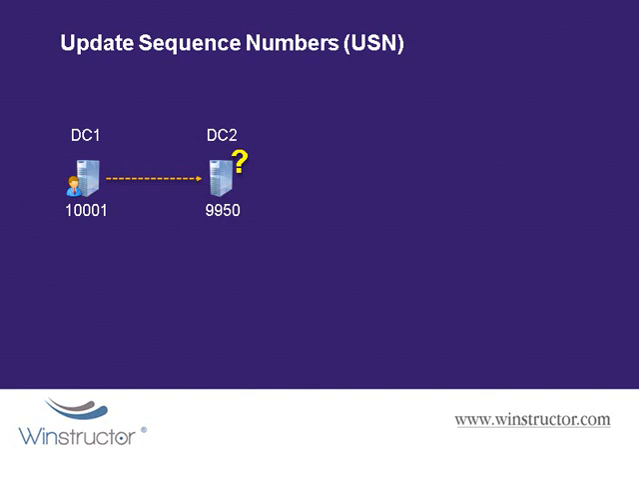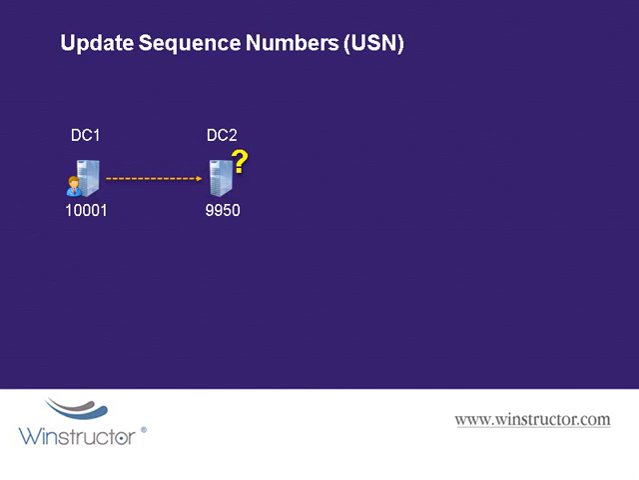Now, once these updates have replicated, DC2 knows that DC1's highest update sequence number is 10,001, and this is known as the high watermark. So on the next replication cycle, DC2 already knows that the high watermark value for DC1 is 10,001, so it asks DC1 what value it has. Now if that's still 10,001, then DC2 will not replicate anything since it already has the most current information.